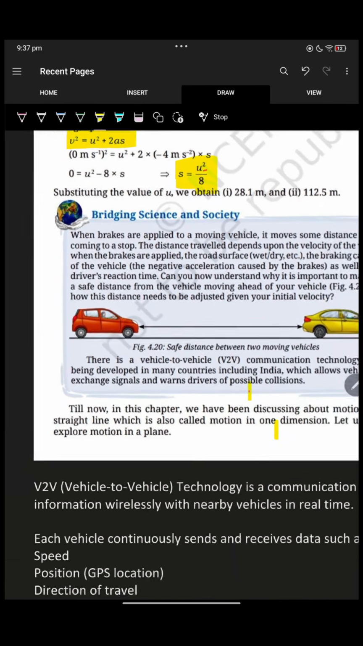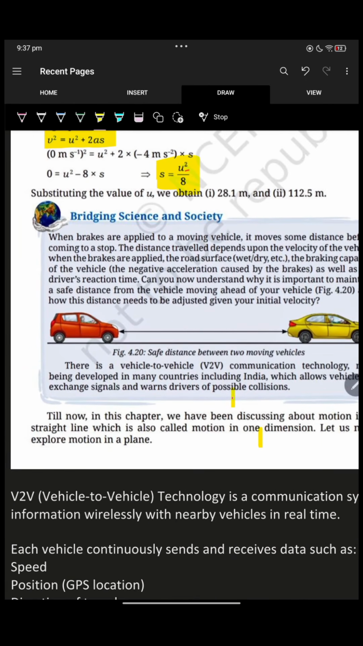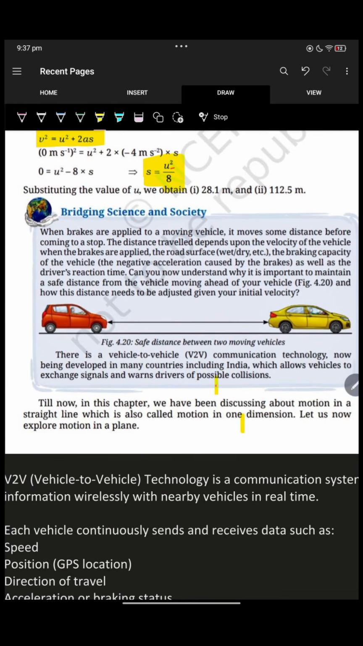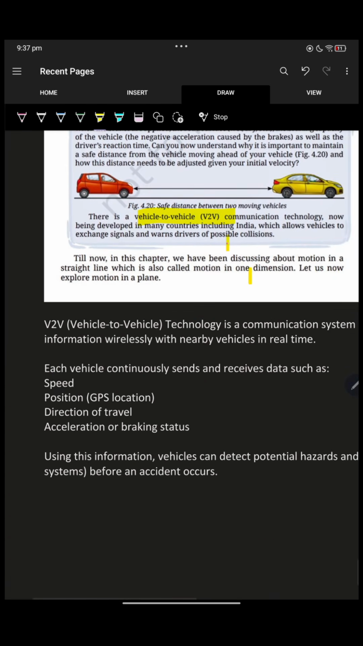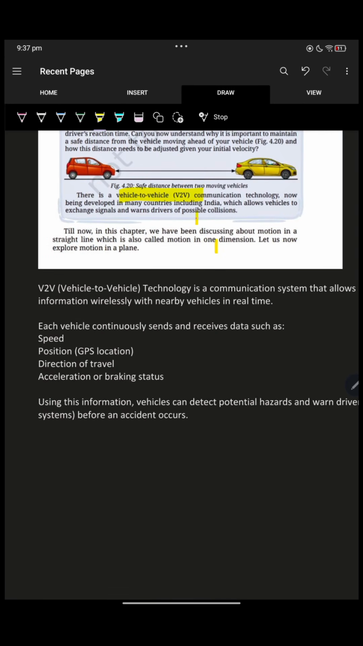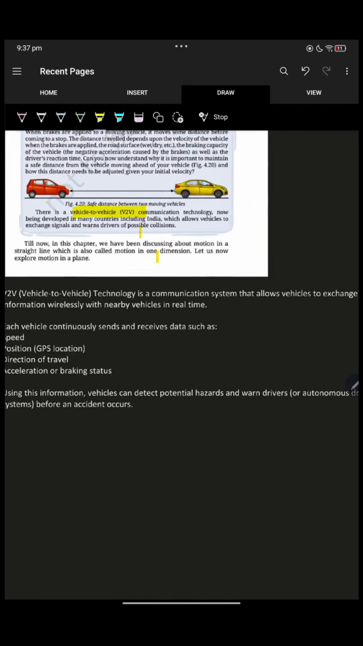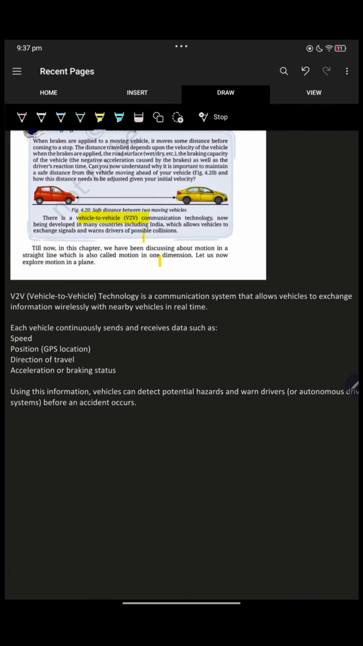Now, bridging science and society, this is something which maybe you have heard of or may not have heard of. You can do some research on it. That is vehicle to vehicle communication technology, that is V to V communication technology. What is that? It is a communication system that allows vehicles to exchange information wirelessly with nearby vehicles in real time.